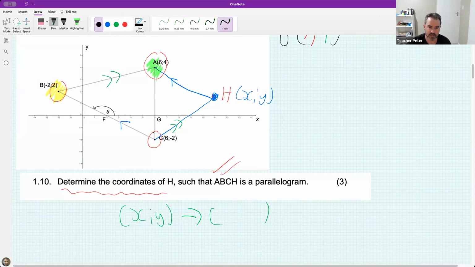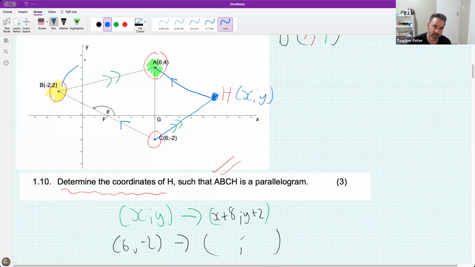So going from that to that would be x plus 8. So minus 2 to 6. And then from 2 to 4 would be y plus 2. If I'm at 6, minus 2, what would my point H be? So everyone, the method that I'm using is going from here to here must be the same as going from here to here. And that's because even though they don't look it, these are equal and parallel. So I want to know, what is the answer we are going to get for H?